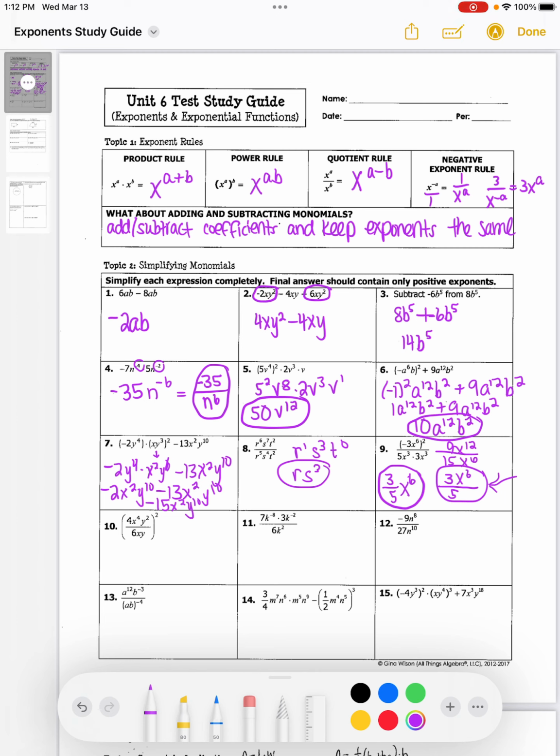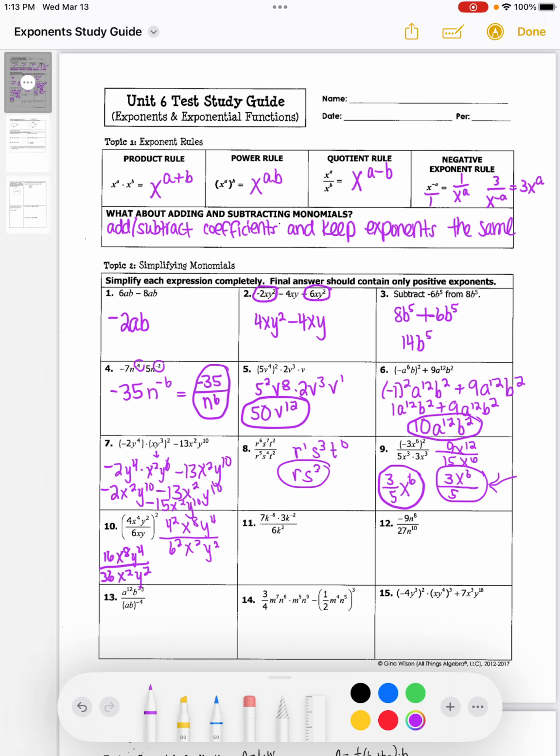Number 10, we've got a power rule. I see that on the outside. I kind of like simplifying that first in this problem, so I'm going to do that. It's going to turn into 4 squared, x to the 8th, y to the 4th, all over 6 squared, x squared, y squared. From here, then I am going to simplify everything that I can. Now, 4 squared is 16. So this is going to be 16 x to the 8th, y to the 4th, over 6 squared is 36, x squared, y to the 2nd.